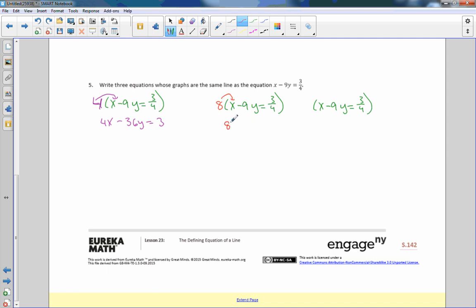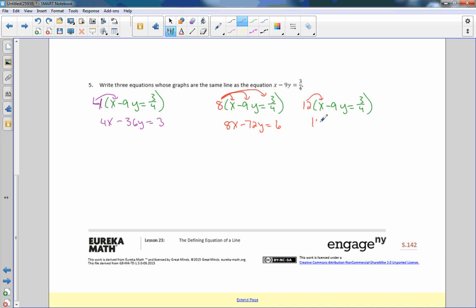8 times x is 8x. 8 times a negative 9y is negative 72y. And 8 times 3/4 is 6. Because 8 divided by 4 is 2, and 2 times 3 is 6. And then I will do 12.